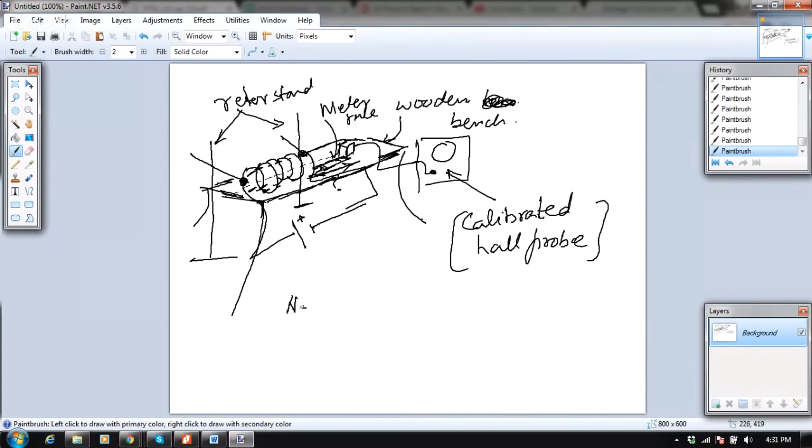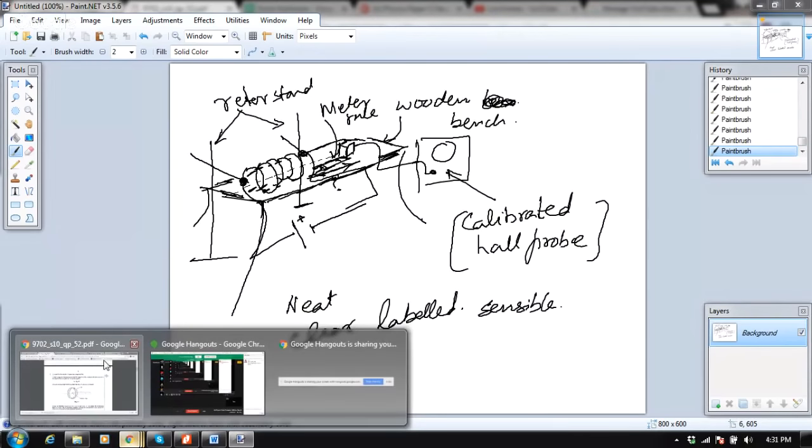So diagrams should be neat, should be clear, should be labeled, and should make sense. It should be sensible. No coil can stand in the air. You have to use the retort stand, clamps and boss and everything that is required.